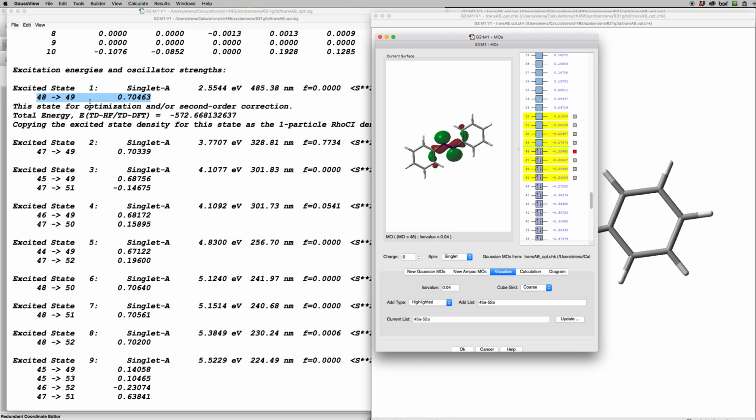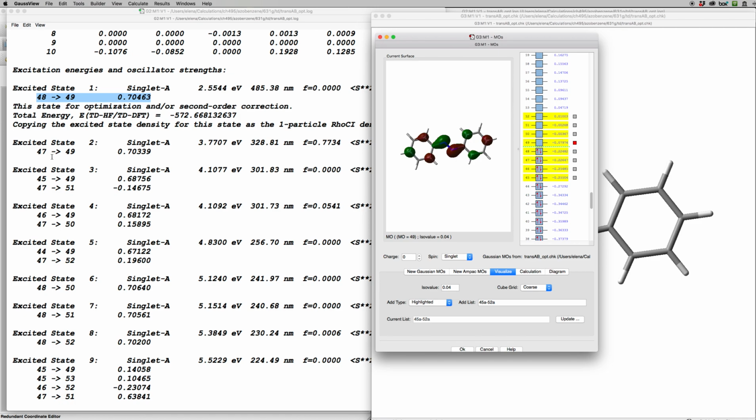Where is the particle? The particle is orbital number 49 that I'm going to display, and this is a pi star orbital. You can see this is a pi system, and this is actually an anti-bonding orbital with respect to nitrogen-nitrogen bond. So this excited state 1 is a so-called n to pi star transition.